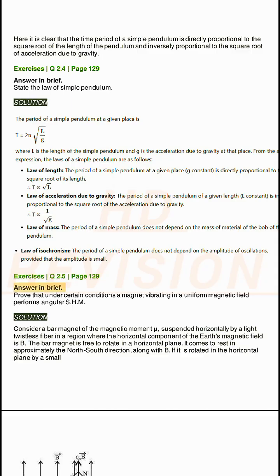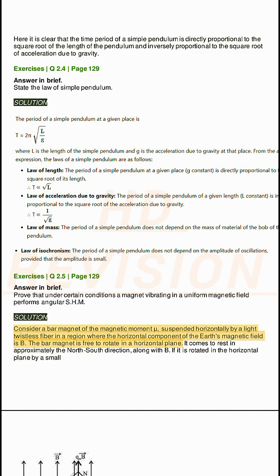Exercises Q2.5, page 129. Answer in brief. Prove that under certain conditions a magnet vibrating in a uniform magnetic field performs angular SHM. Solution. Consider a bar magnet of magnetic moment mu, suspended horizontally by a light twistless fiber in a region where the horizontal component of the Earth's magnetic field is B.